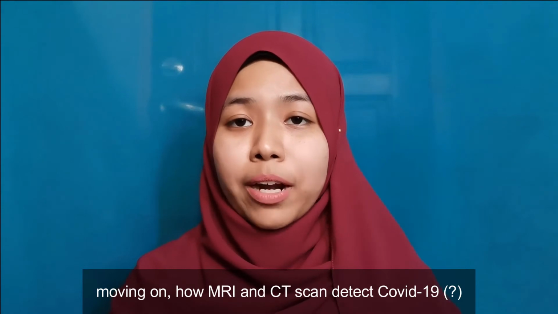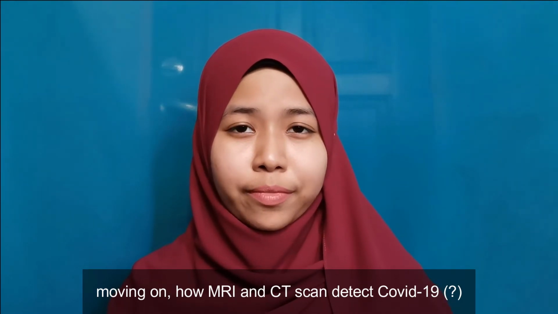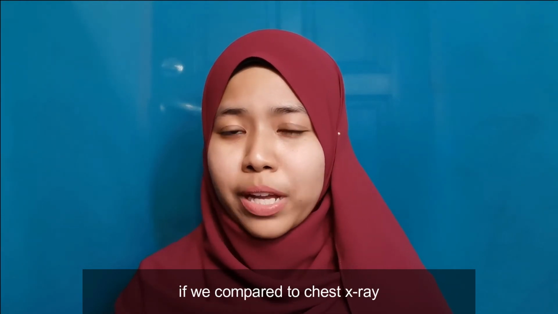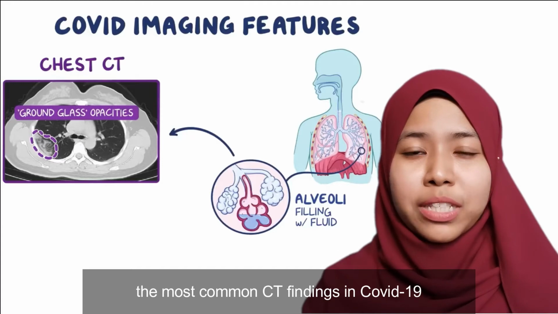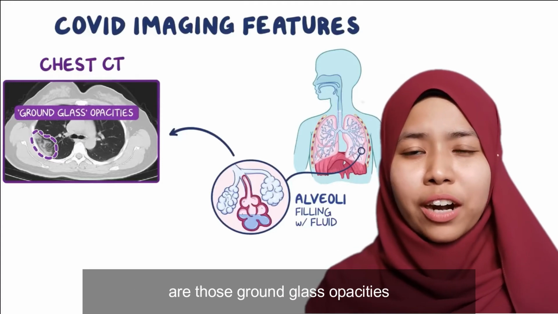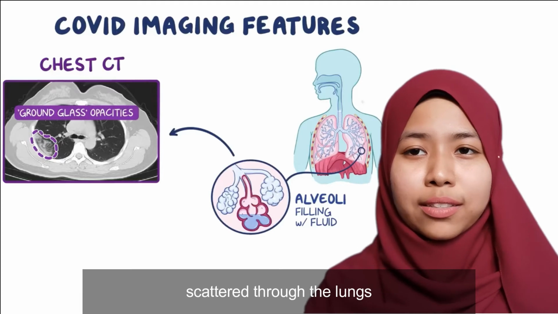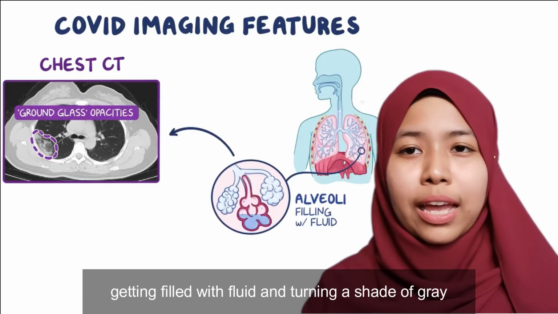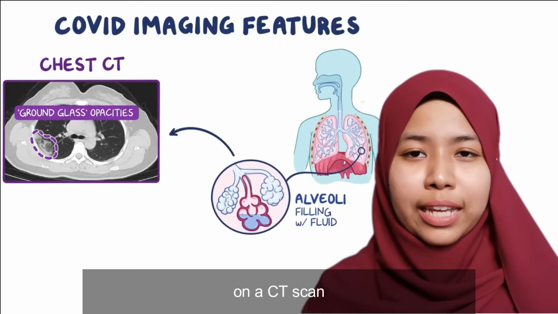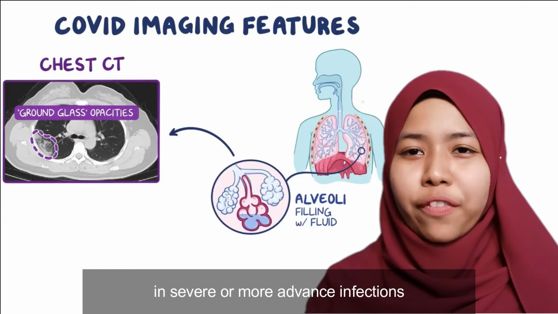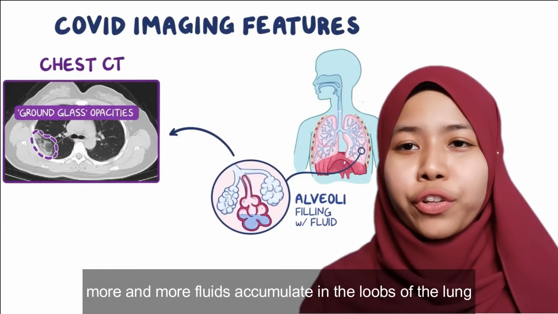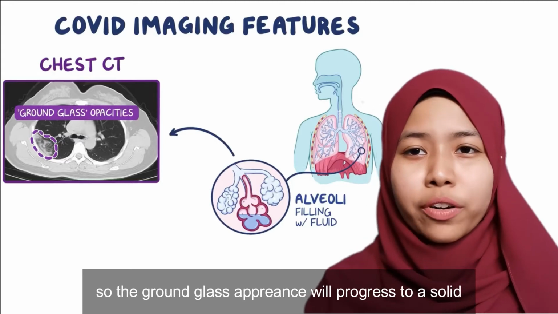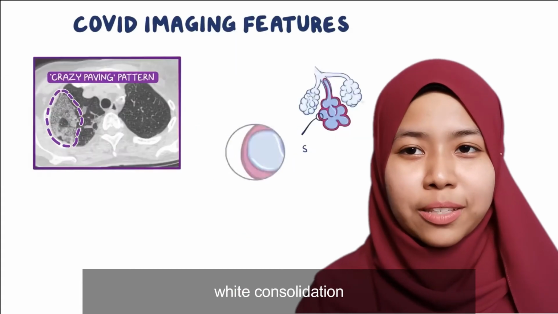Moving on, how do MRI and CT scan detect COVID-19? As for CT scan, the chest CT gives a much more detailed view compared to chest X-ray. The most common CT finding in COVID-19 is ground glass opacities scattered in the lungs. They represent tiny air sacs, or alveoli, getting filled with fluid and turning a shade of grey on a CT scan. In severe or more advanced infections, more and more fluid will accumulate in the lobes of the lungs. So, the ground glass appearance will progress to solid white consolidations.